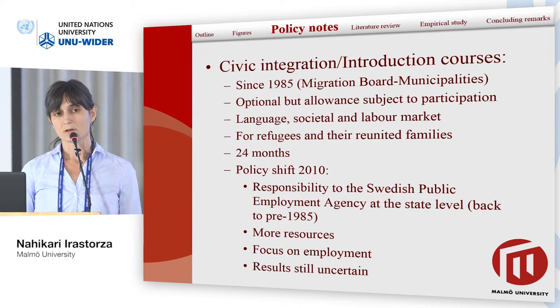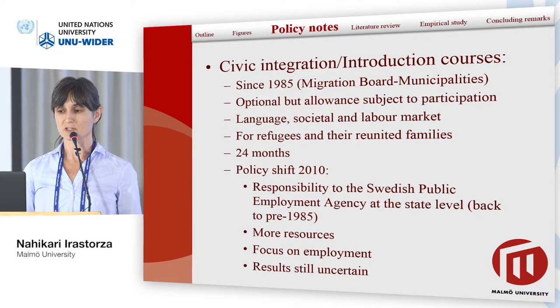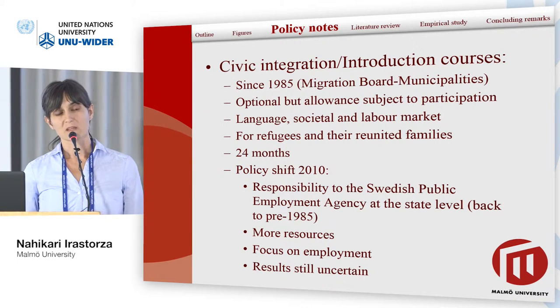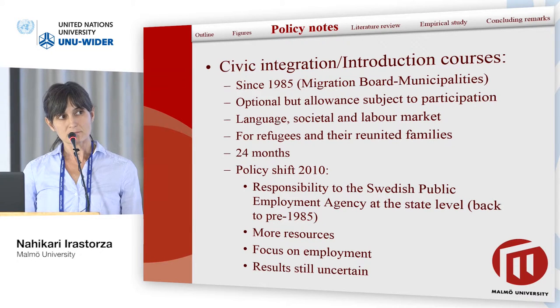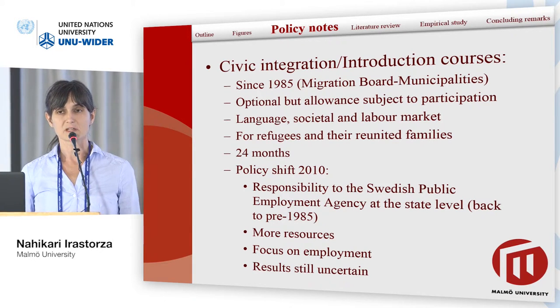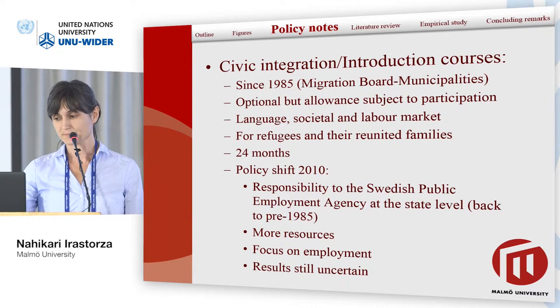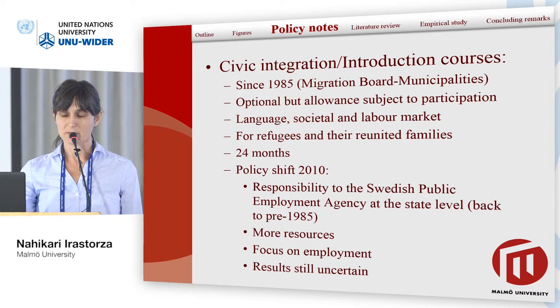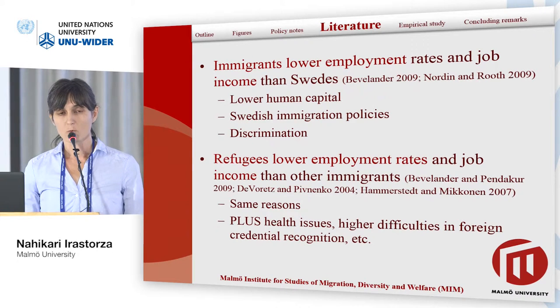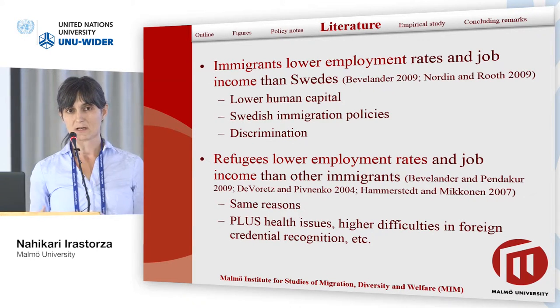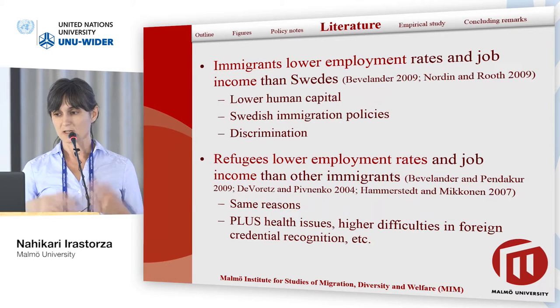But again, there is another paper that looked at the policy change in 1985, when the responsibility for integration of immigrants was given to the Migration Board, when before it was again the Employment Agency. And according to this paper, in the long run, refugees' average income decreased by 25%. So according to that paper, it was not a positive shift.